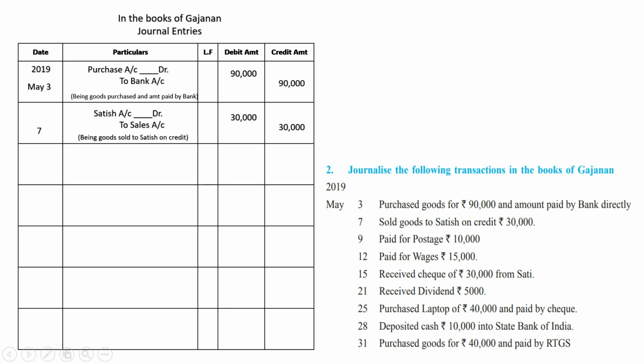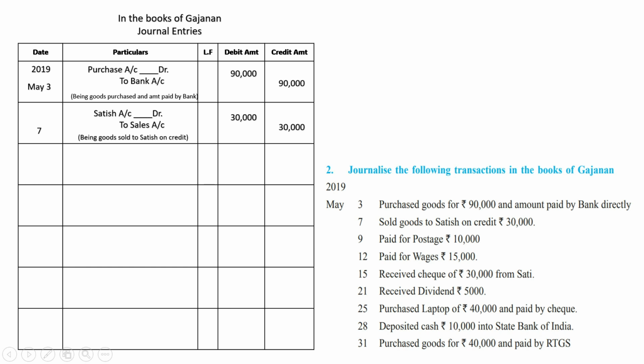I hope you understood. You will write narration as being goods sold to Satish on credit. 30,000 should be on debit side, 30,000 should be on credit side. Alright, in this way you have to pass your journal entries. Now 9th May. Paid for postage rupees 10,000.